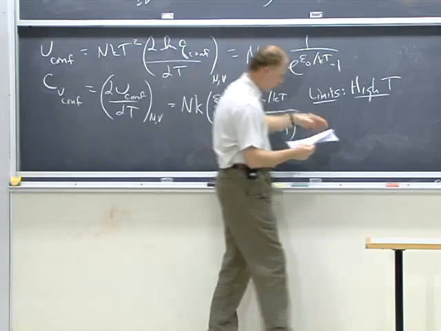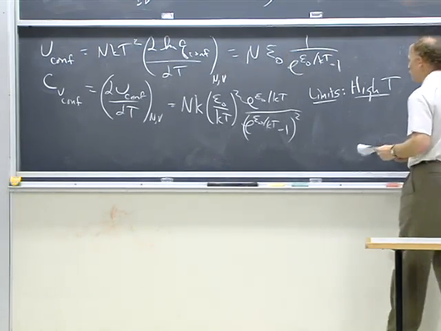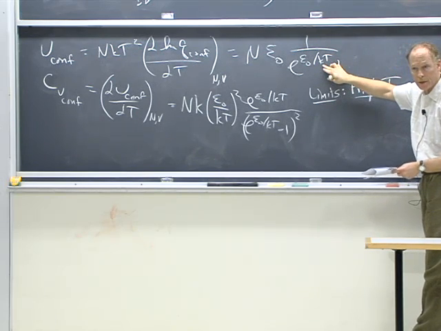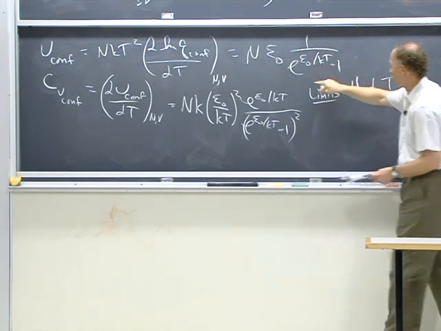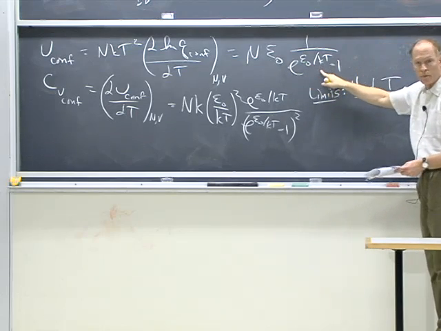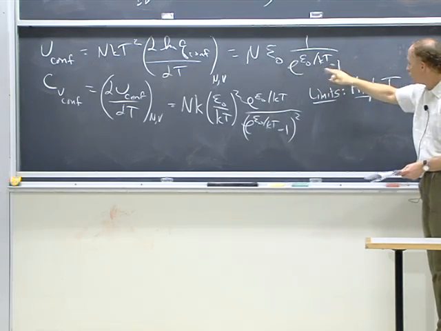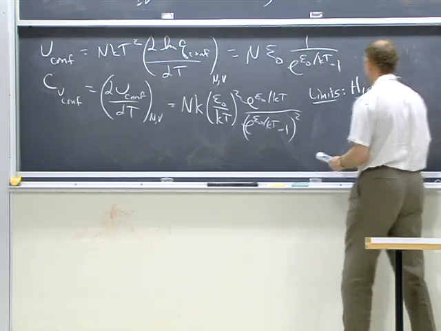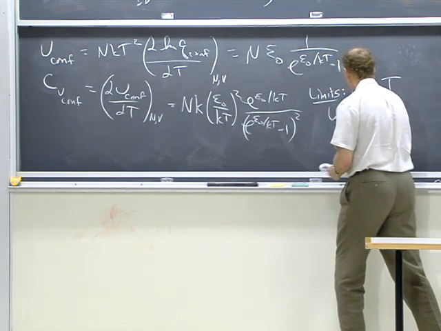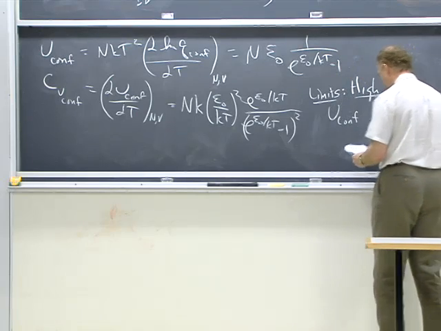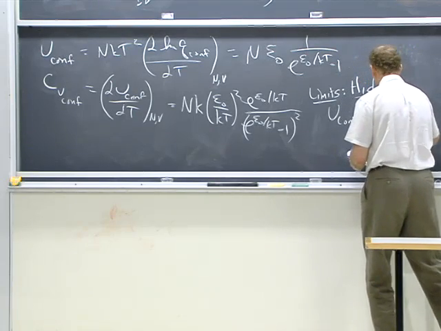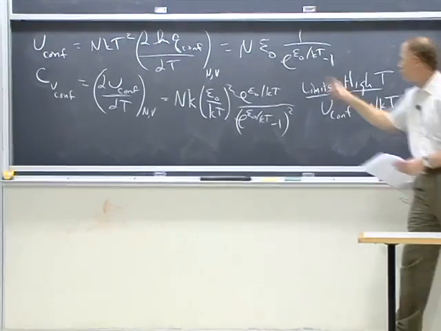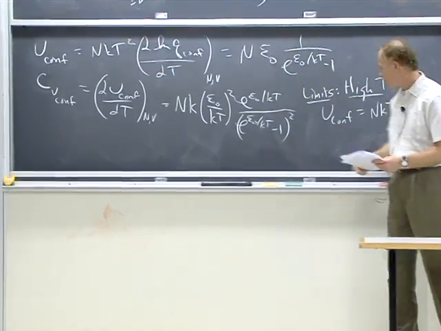That has a form that's fairly simple. So when temperature is large, this is small, and we can Taylor expand it, right? So then we're just going to have 1 plus epsilon 0 over kT minus 1, which means the 1s will cancel, and we end up with a fairly simple result. So U configurational in that case is just NkT, right? The epsilon zeros are going to cancel also.